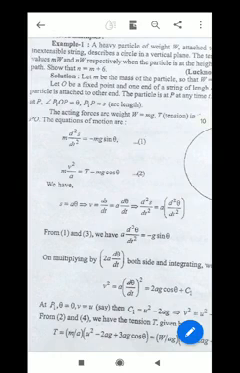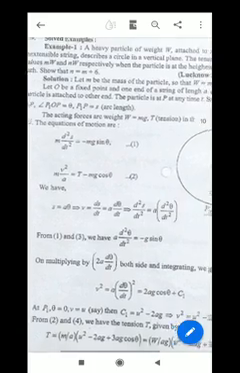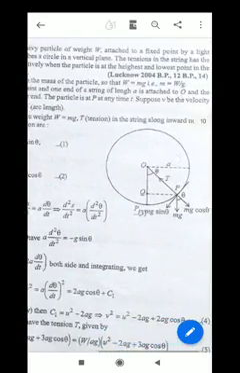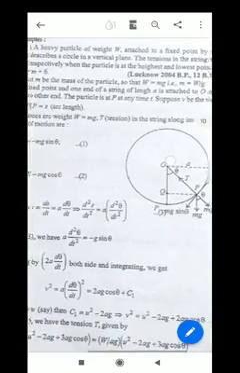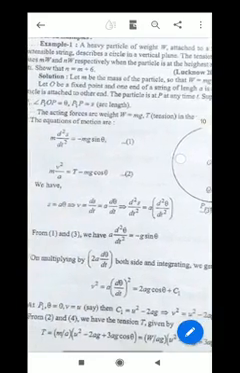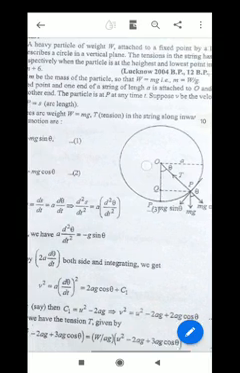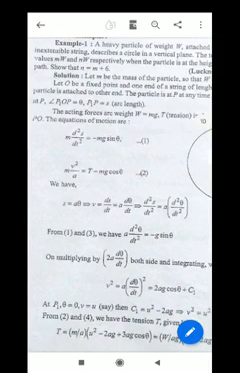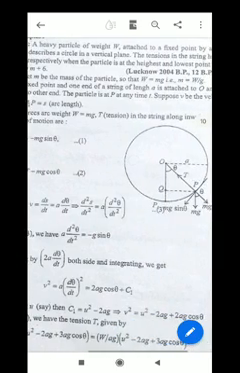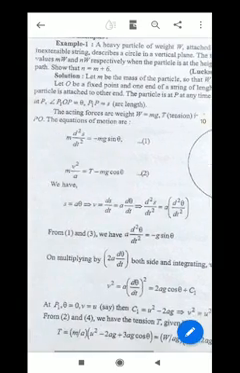Now let us see some examples on the motion of a particle on a curve. The first example is: a heavy particle of weight W attached to a fixed point by a light string describes a circle in a vertical plane. The tension in the string has values mW and nW respectively when the particle is at the highest and lowest point in the path, and we have to prove that n equal to m plus 6.